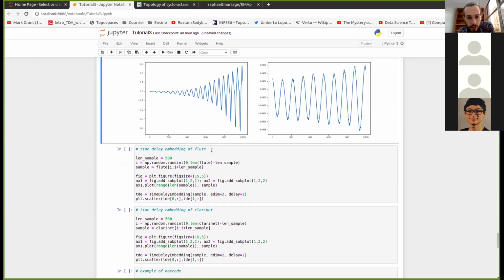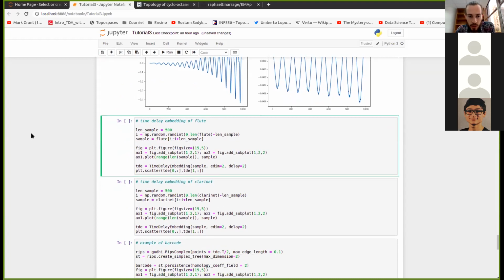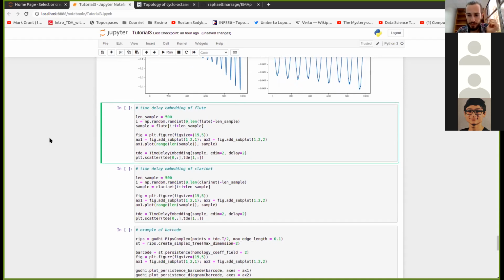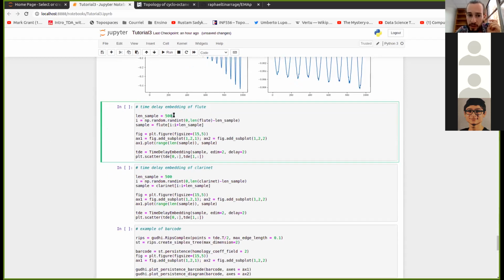And we will compute here a time delay embedding, not of the whole signal, because it's way too long, but just of a sample of 500 points. I have to choose a starting point for this sample. I choose it at random. This line here, choose I, is a starting point for my sample between 0 and the length of the data set. Then I say that my sample is the data set from I to I plus 500.